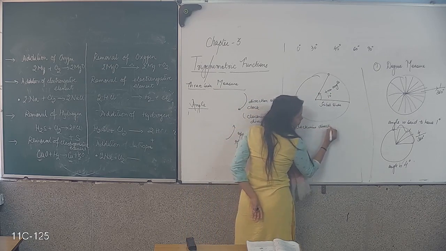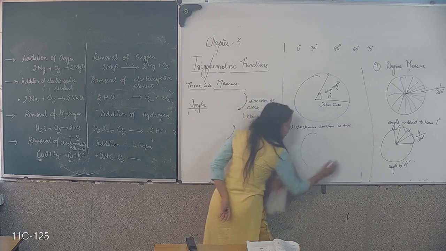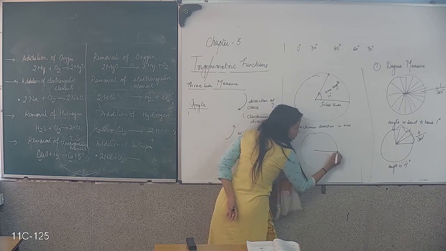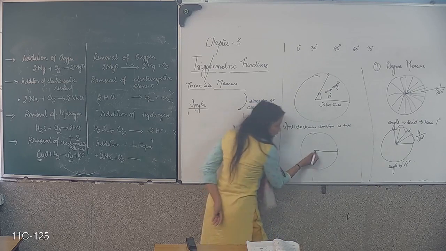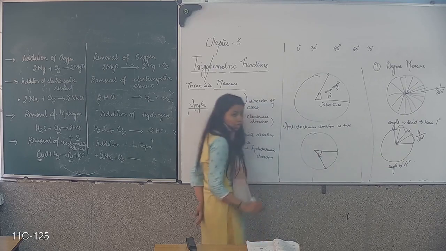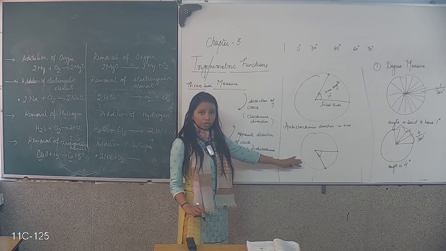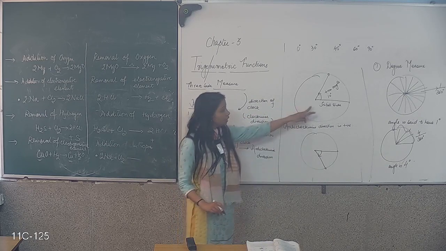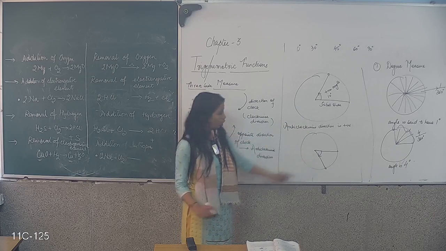anti-clockwise direction is positive. For example, if the same person starts from here, takes the 10th part of the entire 360 degree, but moves in the clockwise direction. उसने क्या करा? इसमें भी 10th part of the 360 लिया, इसमें भी 10th part of the 360 लिया, but here it is moving in anti-clockwise direction. Here it is moving in clockwise direction.